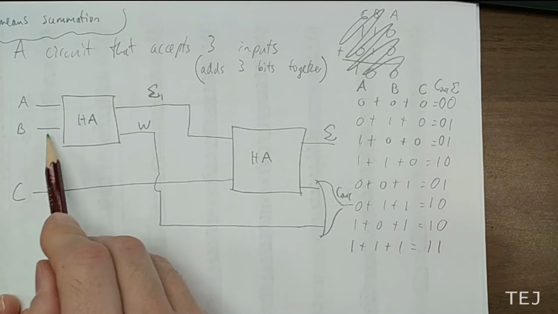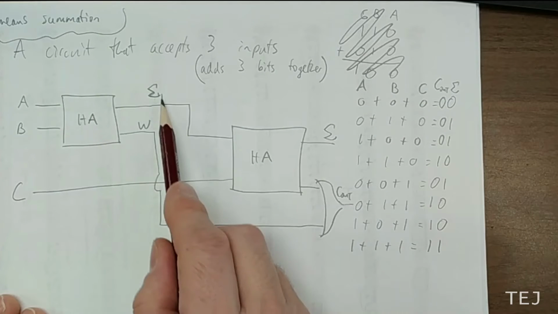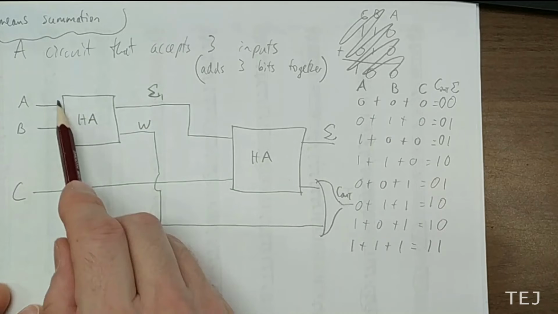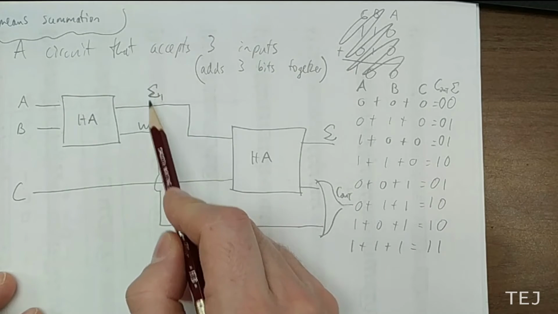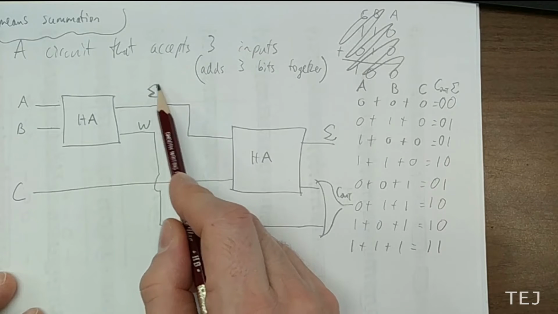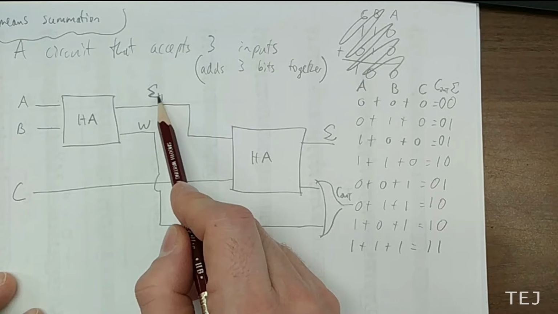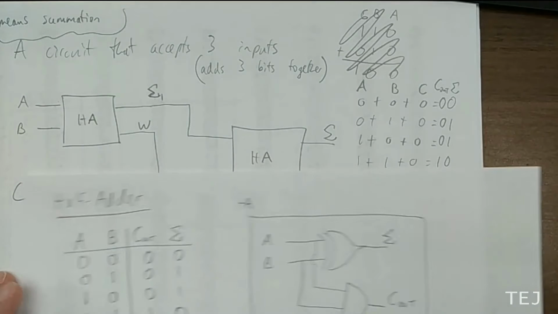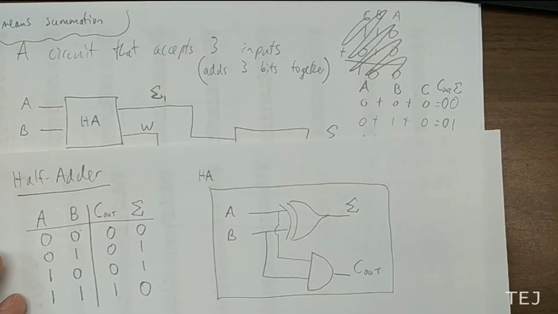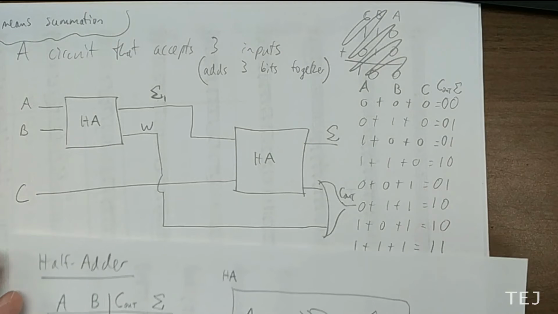So for this first half adder, we want to determine what sigma 1 is. There's two inputs for each half adder, A and B, and then there's 2 outputs. One of them is the summation for the ones place, which is sigma, in this case sigma 1. And the other one, we had C out, which I'm representing by W. I'm just calling it W, because we're going to be using C out at the very end there.